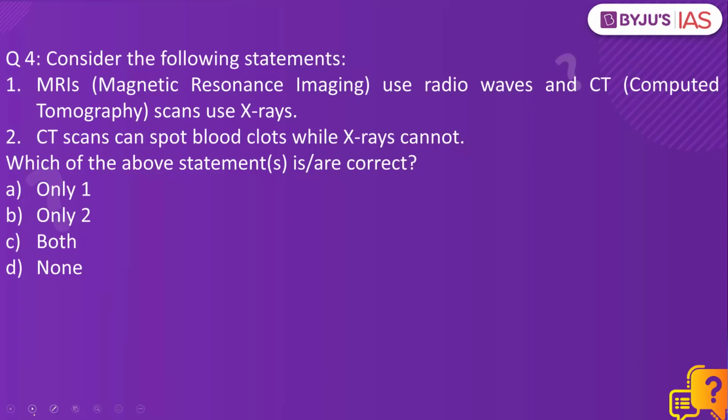Now let's look at question number 4. Consider the following statements. MRIs, magnetic resonance imaging, use radio waves, while CT scans, computed tomography, use X-rays. CT scans can spot blood clots, while X-rays cannot. Which of these statements is or are correct? Both these statements are correct. C is the right answer.